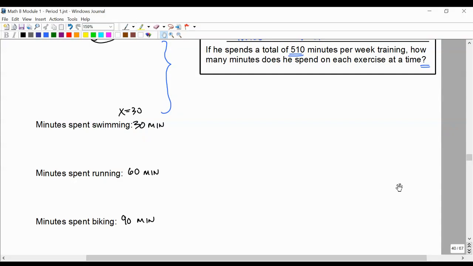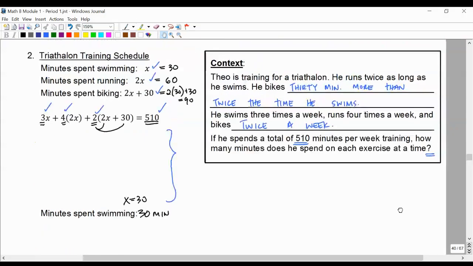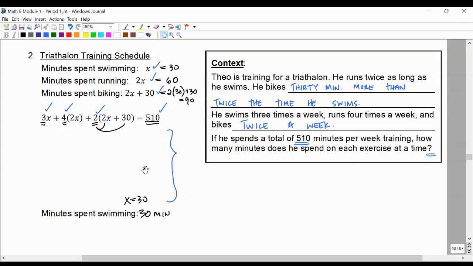Feel free to pause that video if you need to think about that one more time. Make sure you do have your work in here. I don't have it, but get your work to match up with 30 or check with somebody in your group.